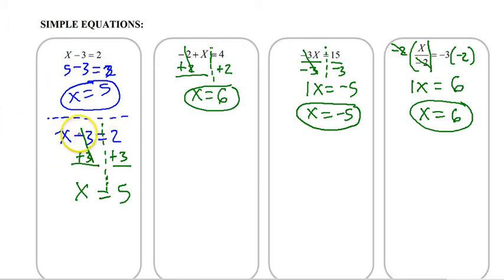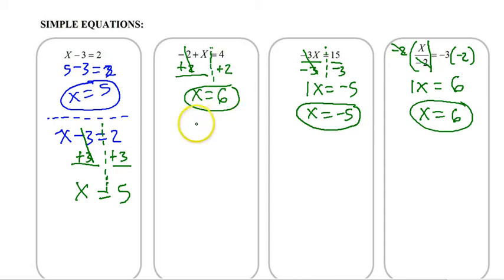So just the technique here is all you're doing is looking at the x, and whatever operation is being done to the x, you're going to do the opposite. So if we're subtracting an x, you add. If you're subtracting a 3, you add 3 to both sides. If you're adding a negative 2, you must add 2 to both sides. If you are adding a number, you'd subtract both sides by that number. Sorry, if you're dividing, you multiply, and if you're multiplying, you're dividing. You use the opposite operation.